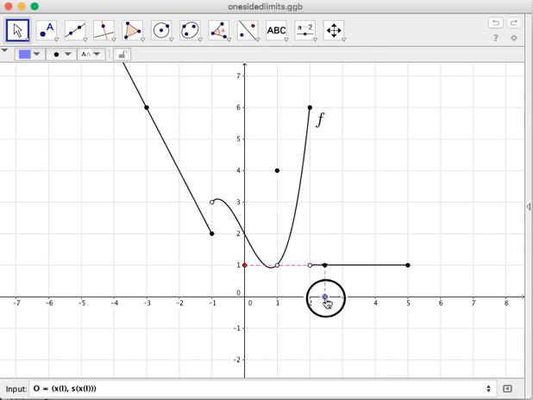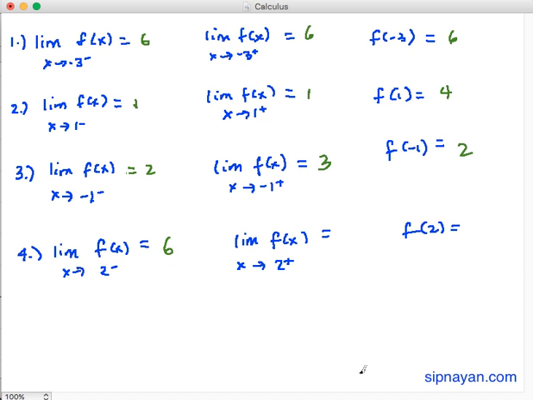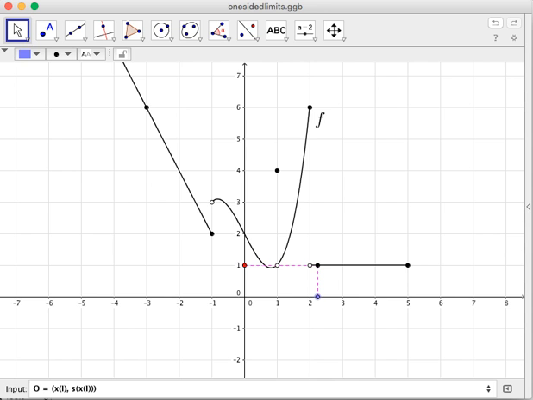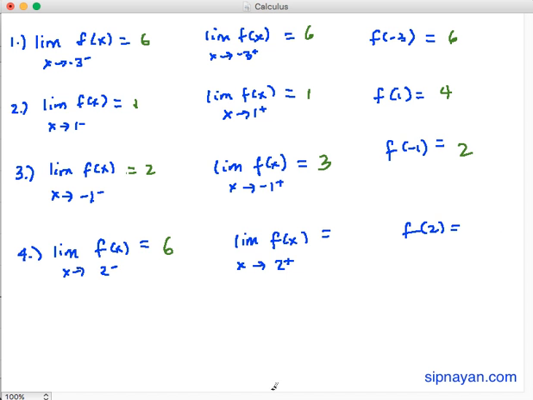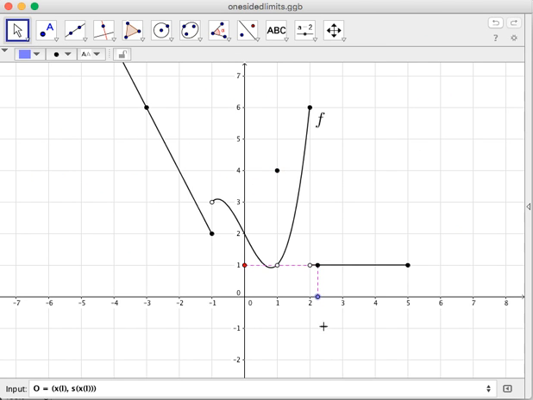And then from the right, nandito lang siya, no? So, the limit of f of x as x approaches 2 from the right is equal to, ano yun? 1. So, 1 siya. And what is the value of f of 2? Saan yung may solid point? Nandun sa 6, no?